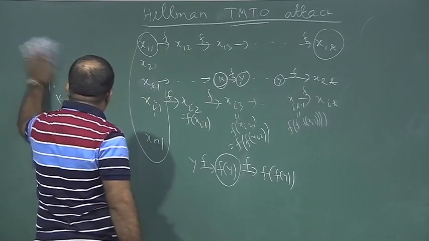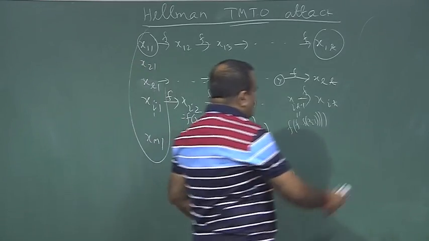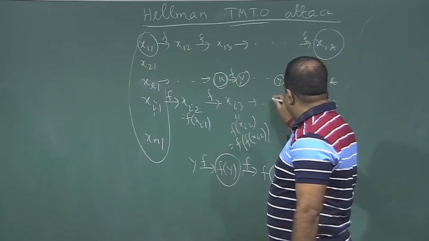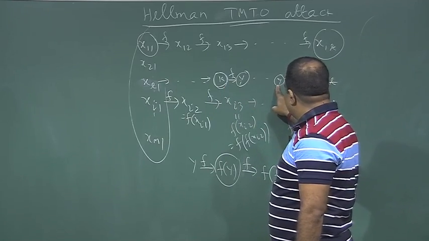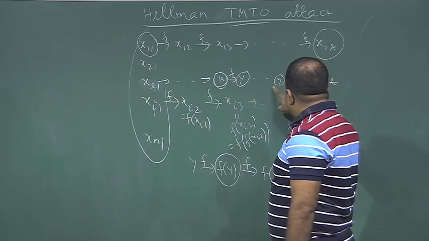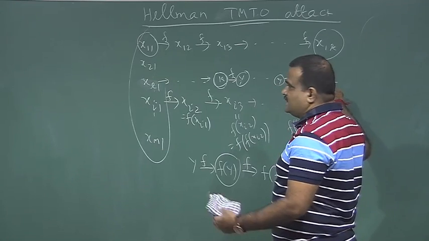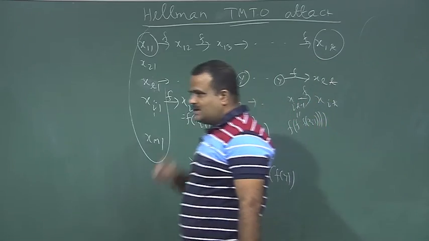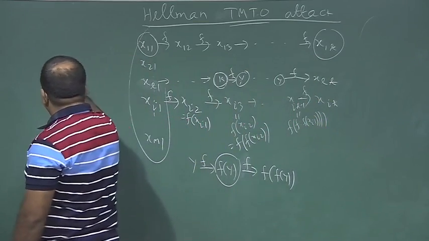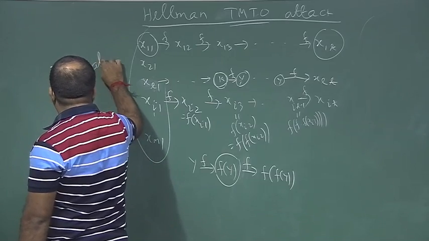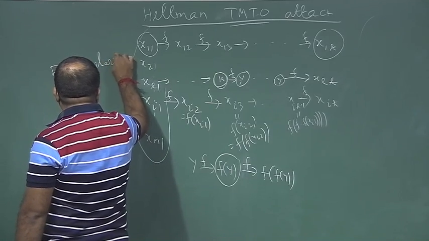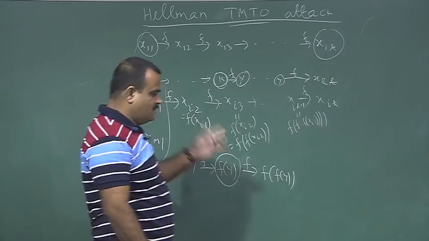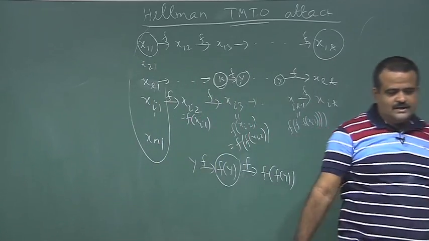False alarm means it may happen that, since we are looking for this k, there is some match over here. That match creates a match in the endpoints, but it does not actually give us the key. These are called false alarms. But we are not going into the details of those, because this is another research area one can explore.